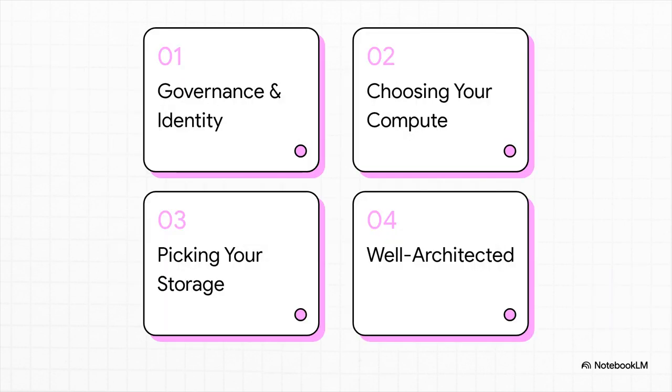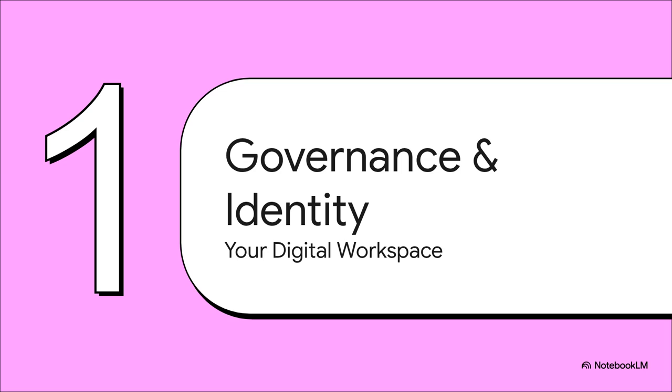Our journey is going to follow 4 key steps. First, we'll lay the groundwork with governance and identity. Then, we'll pick our engine, the compute, and figure out where to put our data with storage. And finally, we'll check our work against Microsoft's gold standard, the well-architected framework. Let's get started. Okay, before we write a single line of code, we have to organize our digital workspace.